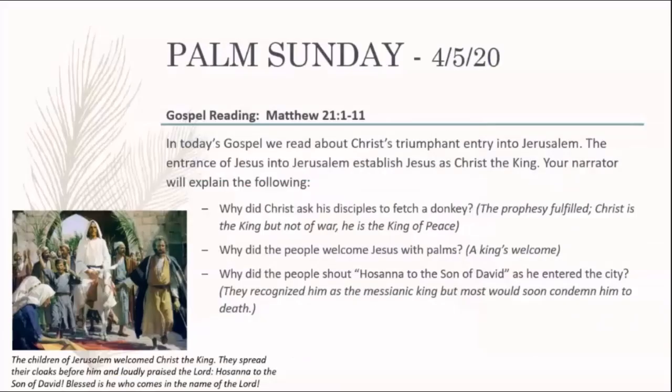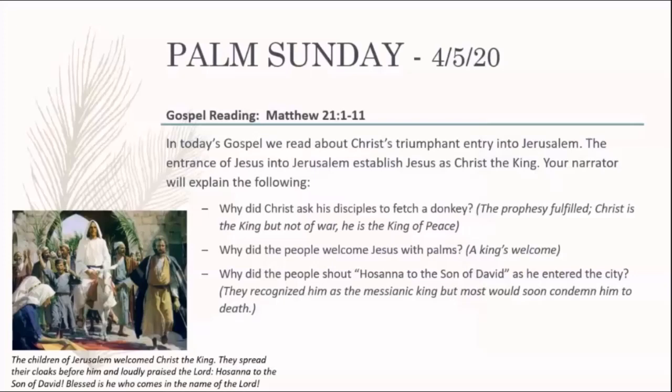In today's Gospel, we read about Christ's triumphant entry into Jerusalem. The entrance of Jesus into Jerusalem establishes Jesus as Christ the King. Let's take a moment to think about why Jesus asked his disciples to fetch a donkey. In the scripture that we just read, it states that the King would arrive meekly, riding on a donkey. Why a donkey? Because he is the King of Peace, not a King of War. So he chose a donkey instead of a battle horse.